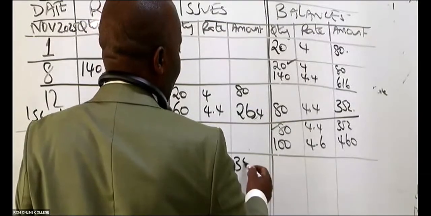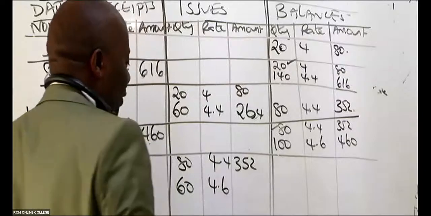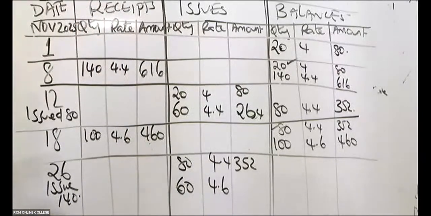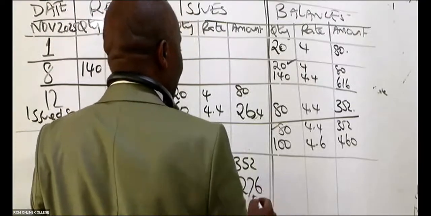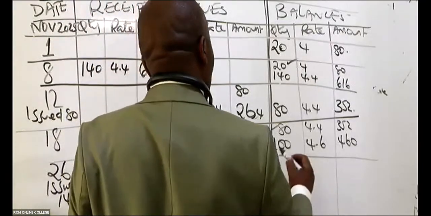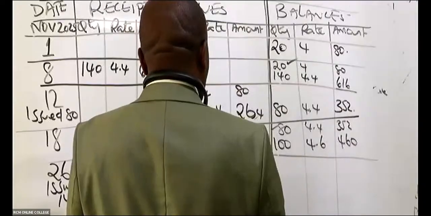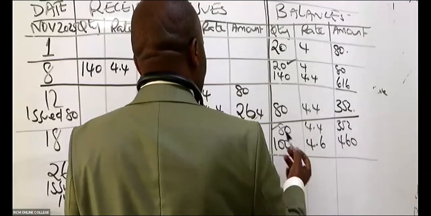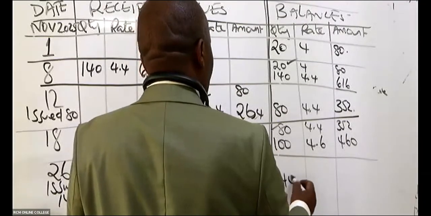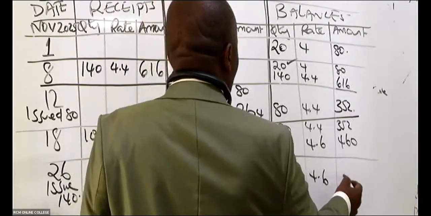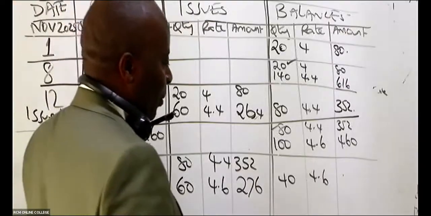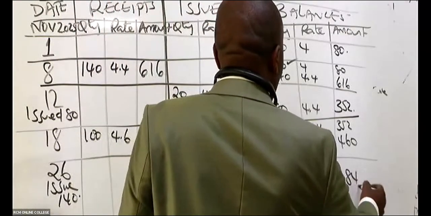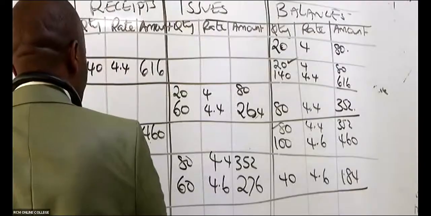What is this amount? 60 times 4.6 will end up giving us what figure? 276. Do an update of your balances. So this automatically means that 80 is gone. So 100 minus 60 gives me 40 at 4.6, which will end up giving me 184. That is the end of that.